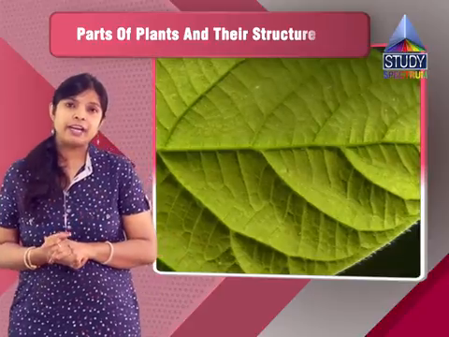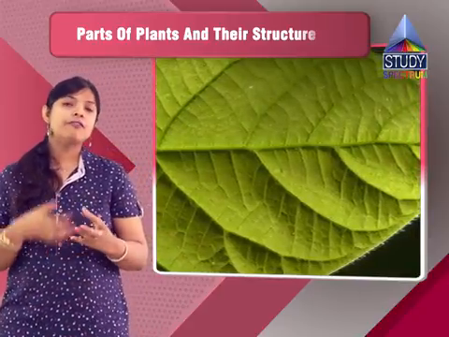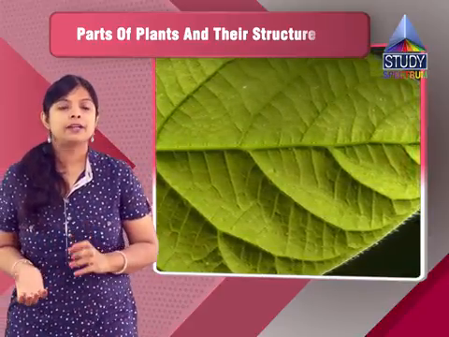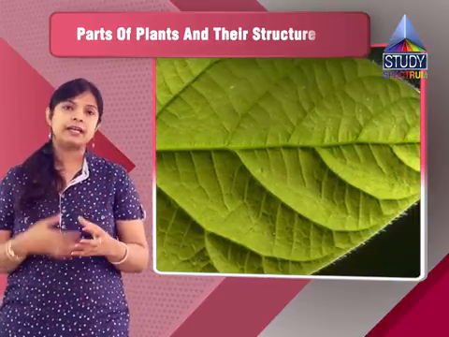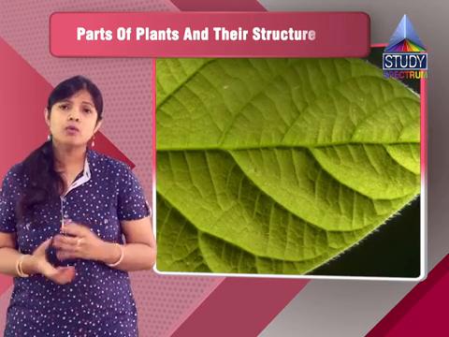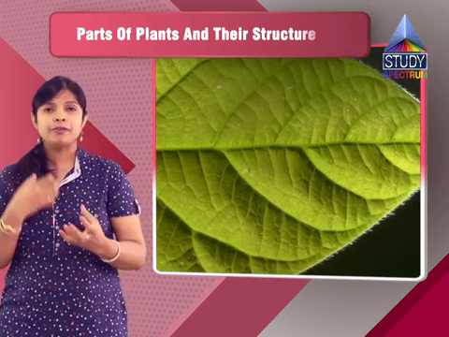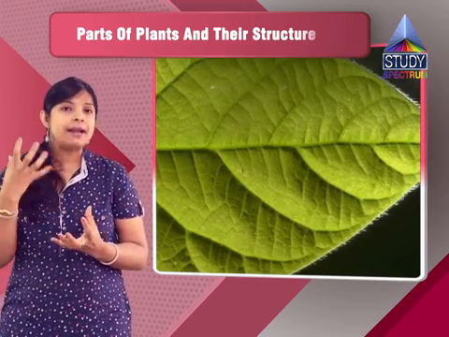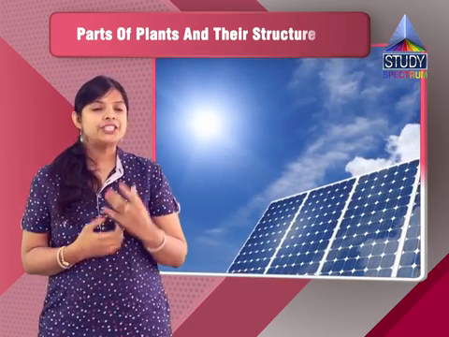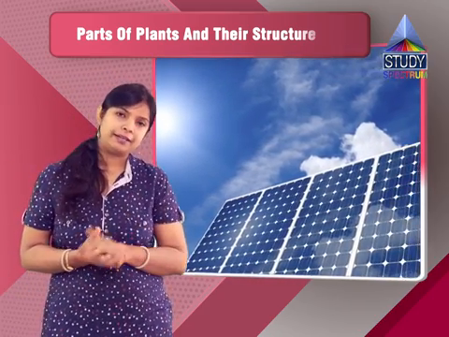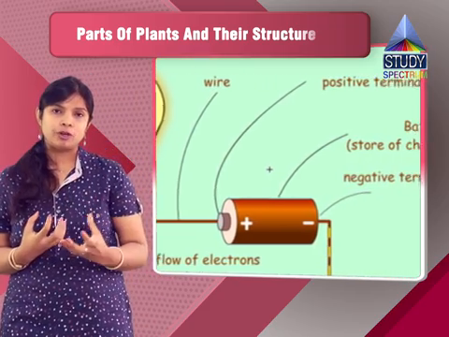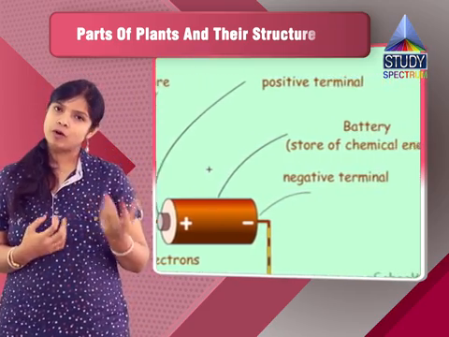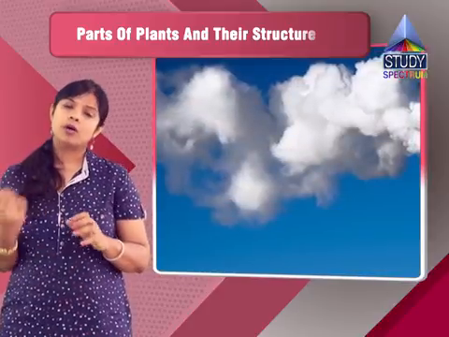As we have seen earlier, leaves are the food factories of the plant. The process of photosynthesis takes place in the leaves only. What happens here? The chlorophyll present in the leaf traps the solar energy and changes it into chemical energy. Other than this, leaves also need raw material in the form of carbon dioxide and water.